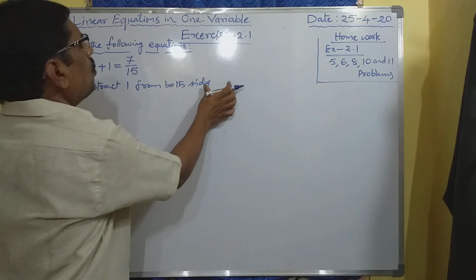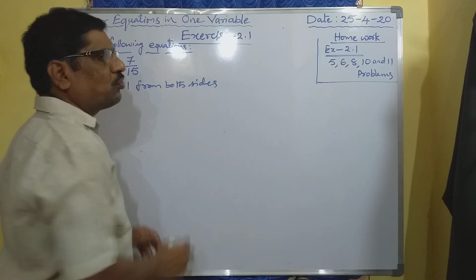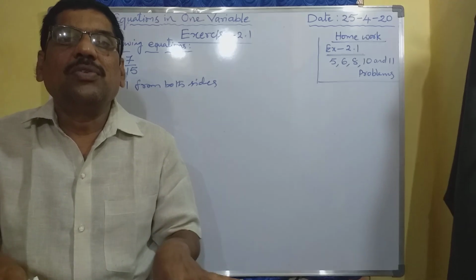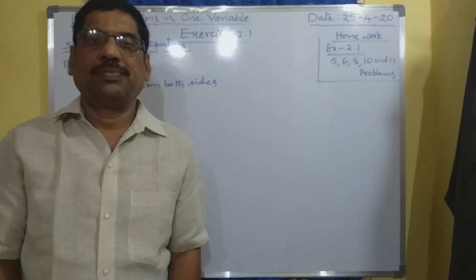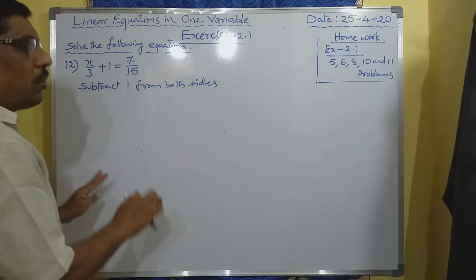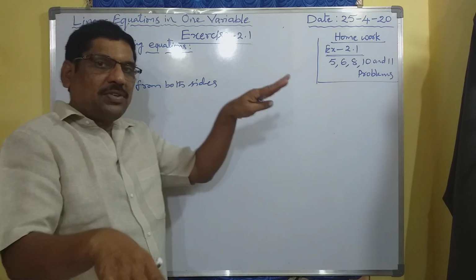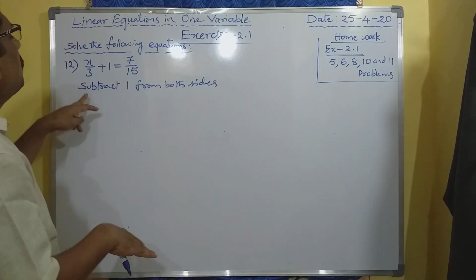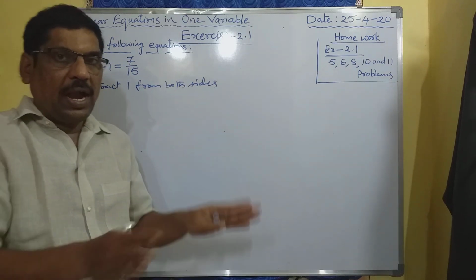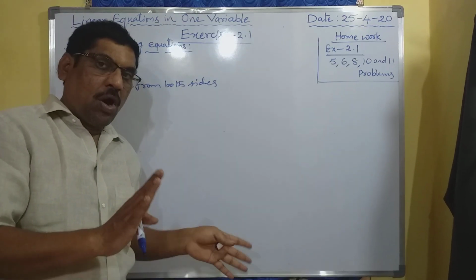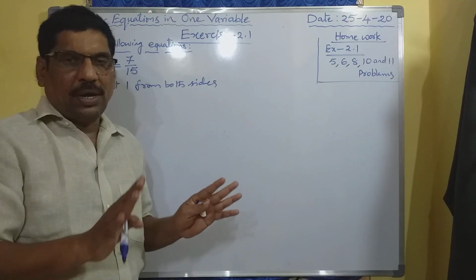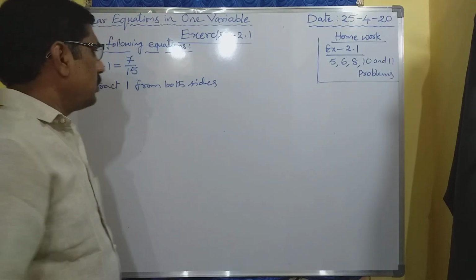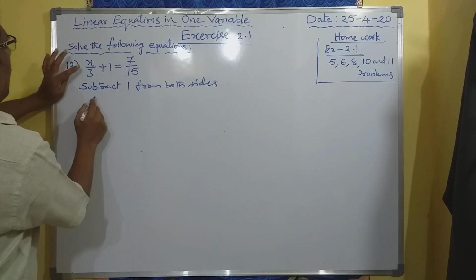So why should we do the operation on both sides? Because as I told you already, the balance will not be disturbed. The balance on both the sides, LHS and RHS, should not be disturbed. That's why, whether it is adding, subtracting, multiplying or dividing, it should be done on both the sides, LHS and RHS. That's why we are subtracting 1 from LHS and RHS.